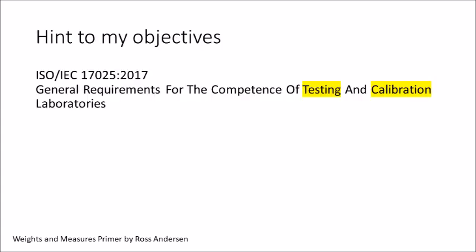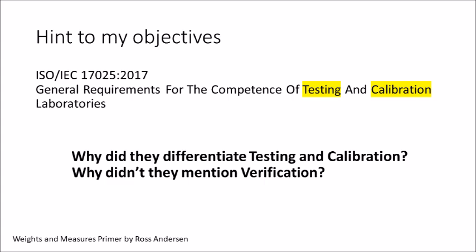To give you a hint of where this is heading, I'd like to draw your attention to the title of a very important weights and measures document. We know it as ISO 17025. It's the general requirements for the competence of testing and calibration laboratories. And my question is, why did they differentiate testing and calibration? Why didn't they mention verification? I think when we get all done, a lot of this will make sense.